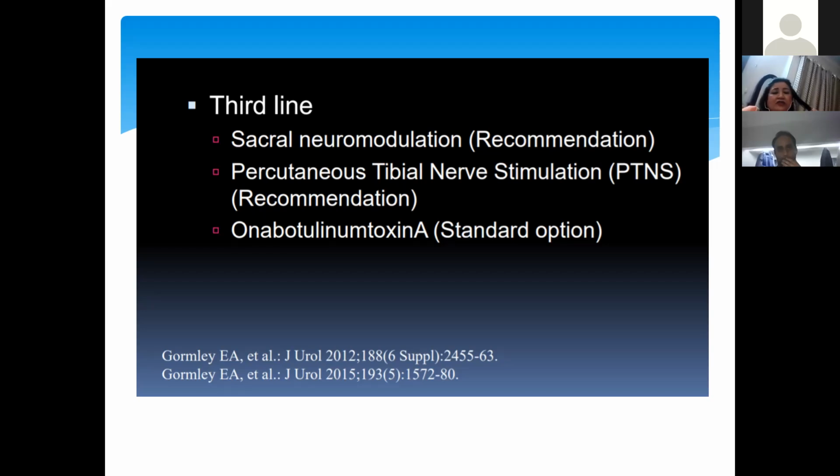And then the third-line arrangement, which actually goes with my topic from behavioral to surgical. By the way, what we call surgical sacral neuromodulation, yes, it is surgical, but percutaneous tibial nerve stimulation is not surgical, though it comes in the area of surgical. And onabotulinum toxin A, some papers include it in surgical, some papers don't. But I have included this slide as surgical.